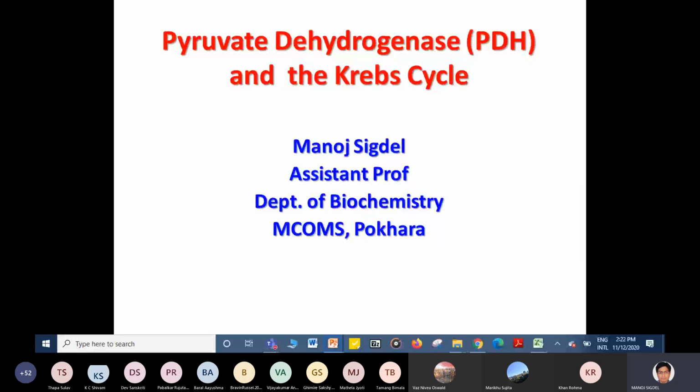Okay. When we follow from the glycolysis, the glucose molecule is broken down into two molecules of pyruvate, and now that pyruvate will be converted to acetyl coenzyme A, and that acetyl CoA will go to the TCA cycle. That means the one reaction, that is the conversion of pyruvate to acetyl coenzyme A, is catalyzed by pyruvate dehydrogenase complex. First of all, we will study about this enzyme.